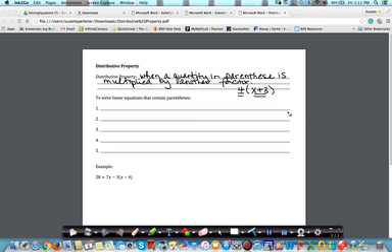So, to solve linear equations that contain parentheses, oftentimes we write down the steps on how to do something, and then we show an example of exactly how to do it. That way you have the steps to look at later on if you don't quite remember how you did it.